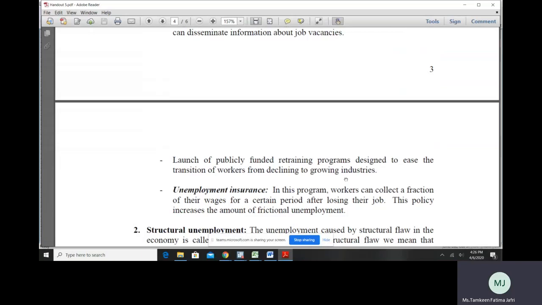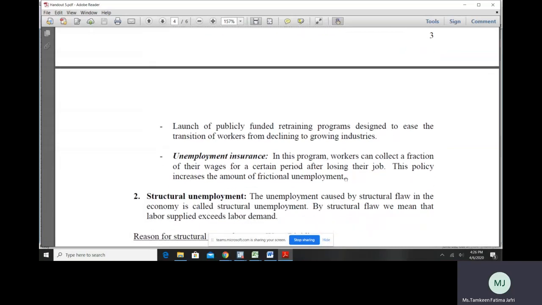And the last factor which can affect frictional unemployment is unemployment insurance. अभी तक जो policies की बात की, they are aimed at decreasing frictional unemployment in the economy, whereas unemployment insurance क्या करता है? It tends to increase frictional unemployment in the economy. यहाँ होता क्या है, बहुत सी countries they tend to give unemployment insurance, जो कि welfare countries हैं, mostly the European countries. What they are doing is that if you get unemployed, the workers can collect a fraction of their wages for a certain period after losing their jobs.